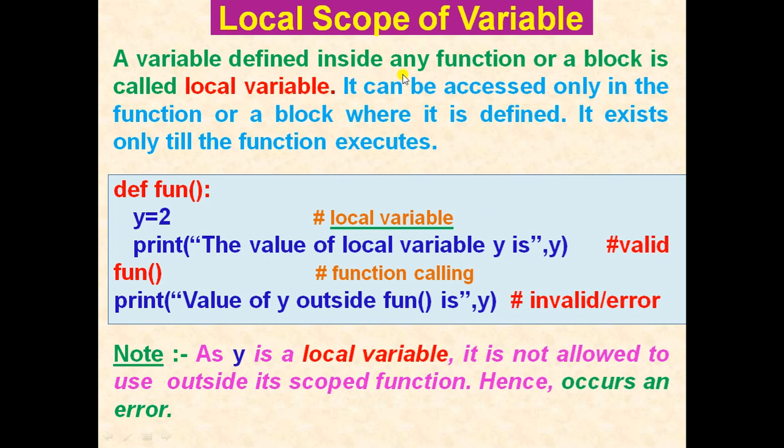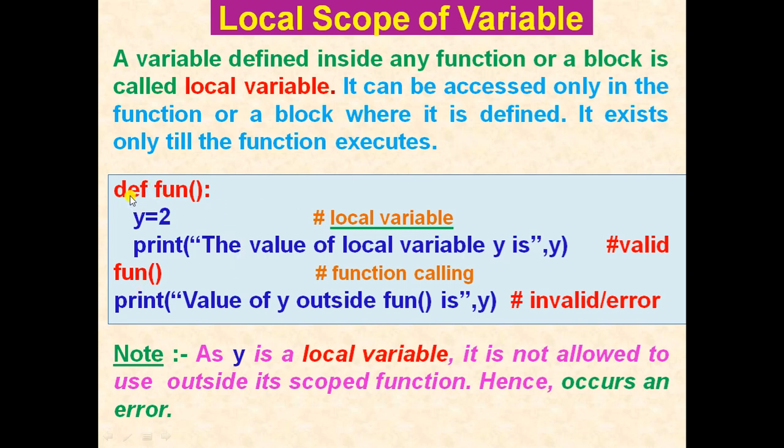A variable defined inside any function or a block is called a local variable. It can be accessed only in the function or block where it is defined. Means its limits are under a particular block or function. It exists only till the function executes. As soon as the function execution ends, the lifetime of the local variable comes to an end.